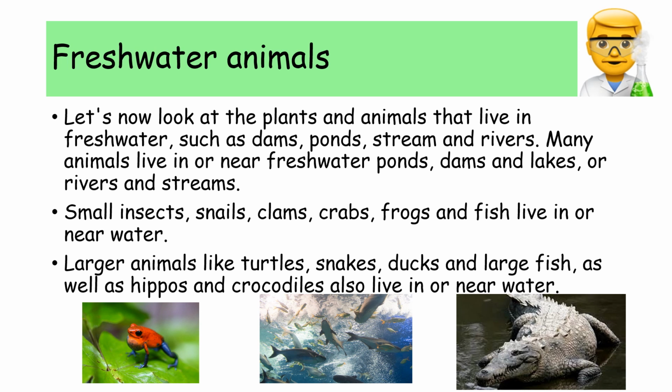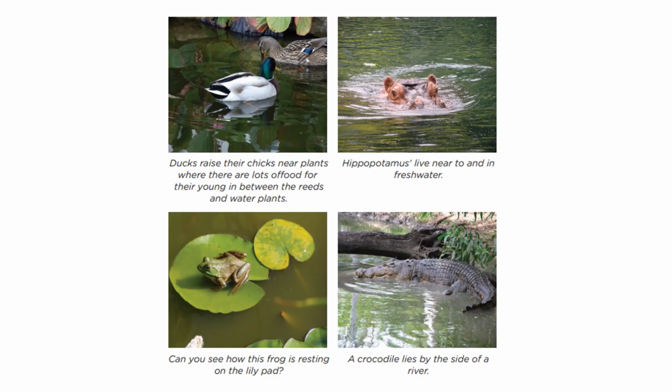Freshwater animals. Let us now look at the plants and animals that live in freshwater, such as dams, ponds, streams, and rivers. Many animals live in or near freshwater ponds, dams, and lakes, or rivers and streams. Small insects, snails, clams, crabs, frogs, and fish live in or near water. Larger animals like turtles, snakes, ducks, and large fish, as well as hippos and crocodiles, also live in or near water. On these pictures you can see ducks, a hippopotamus, a frog, and a crocodile.